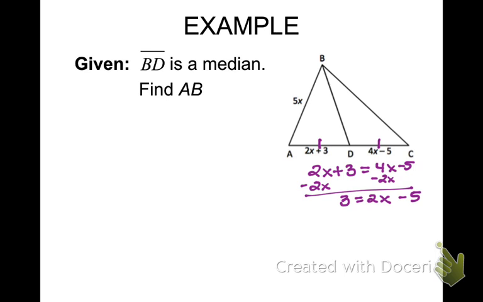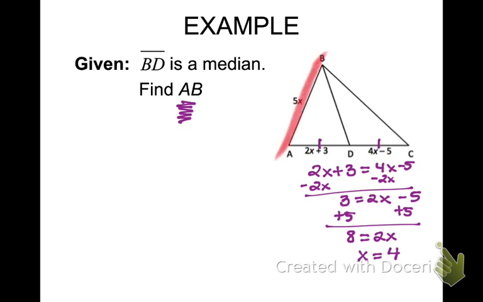That's my next step. Add 5 over to the 3. So 8 is equal to 2x. So x is equal to 4. But now I'm asked to find AB, which is over here. So 5 times 4 is 20. So AB is equal to 20.